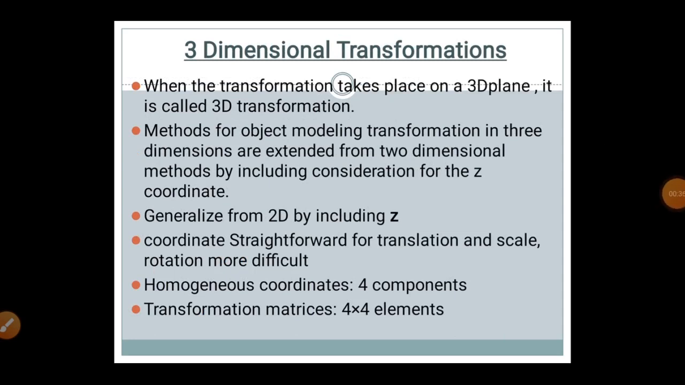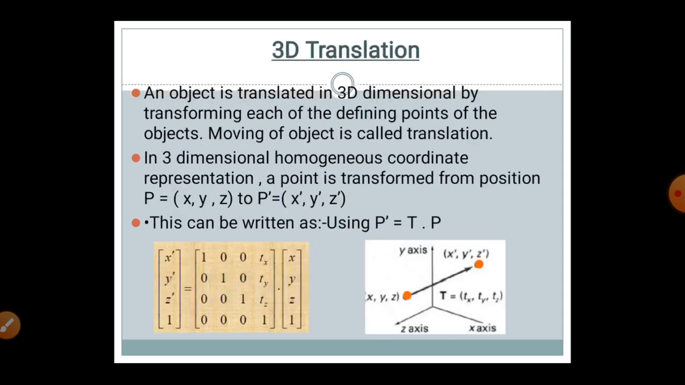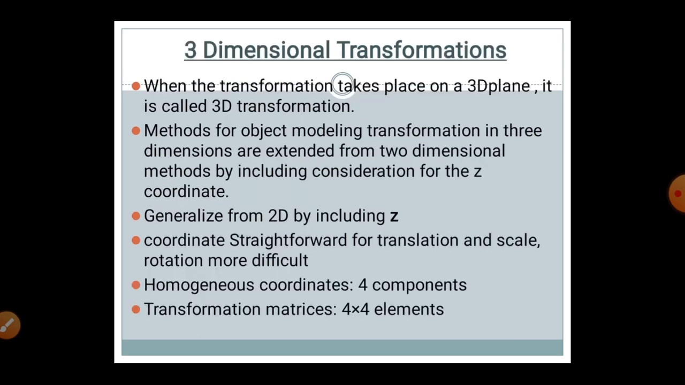When the transformation takes place on a 3D plane, it is called 3D transformation. Here you can see the x-axis, z-axis, and y-axis. A transformation placed in a three-dimensional plane is called 3D transformation. It's very simple. Now come to the next point.